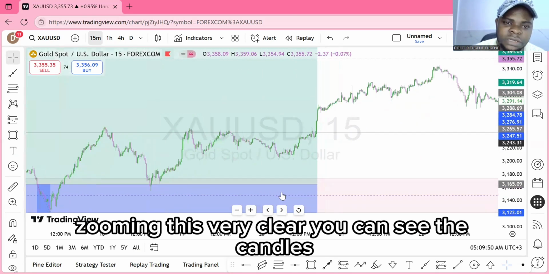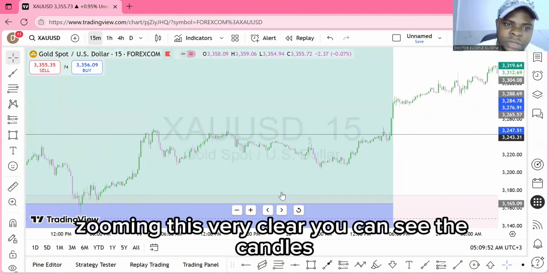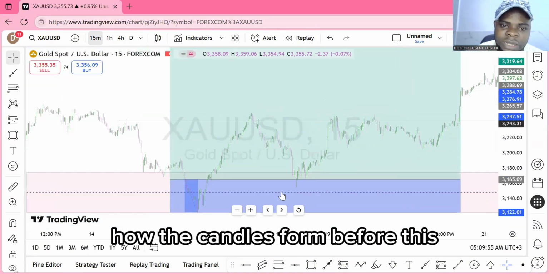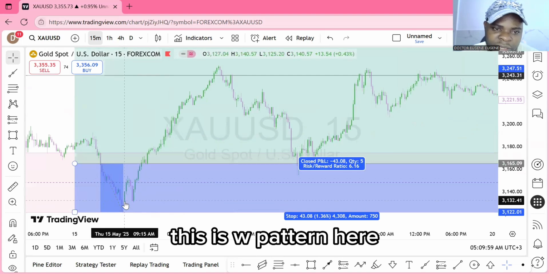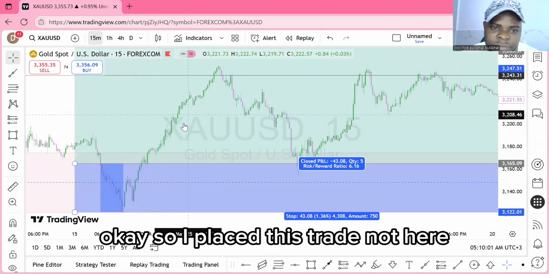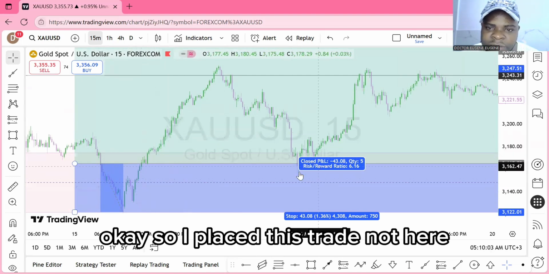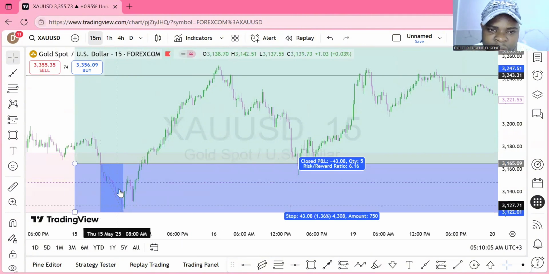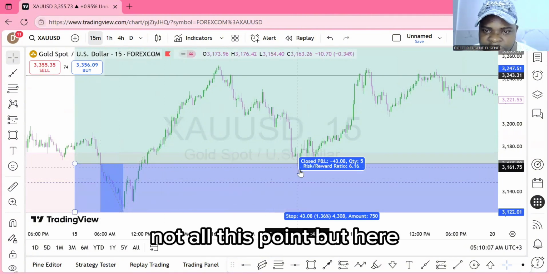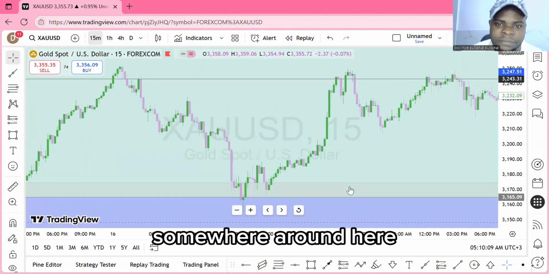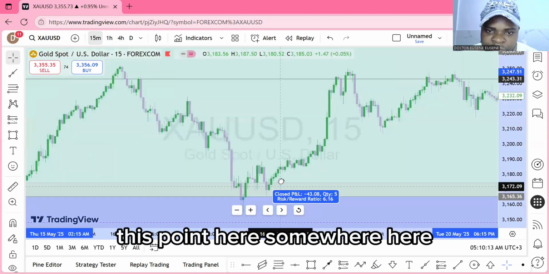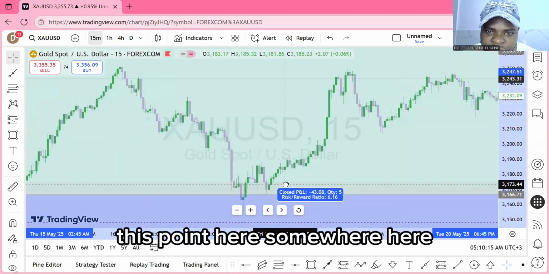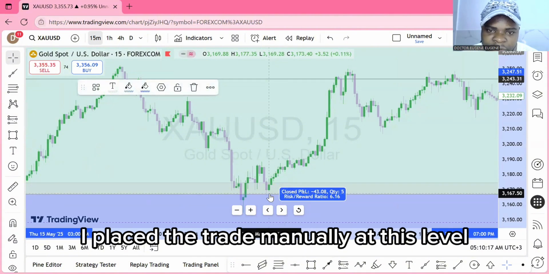Zooming in, this is very clear. You can see the candles, how the candles form before this. This is a W pattern here. I placed this trade not here, not at all these points, but somewhere around here. This is the candle that I placed the trade. I placed the trade manually at this level.